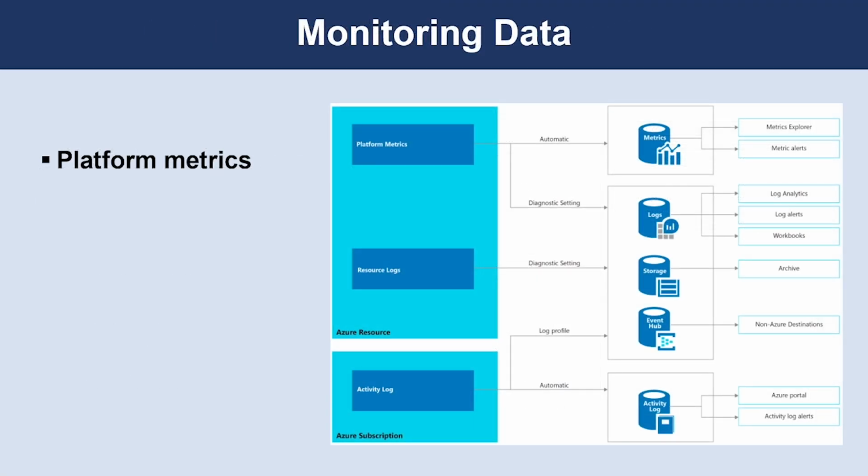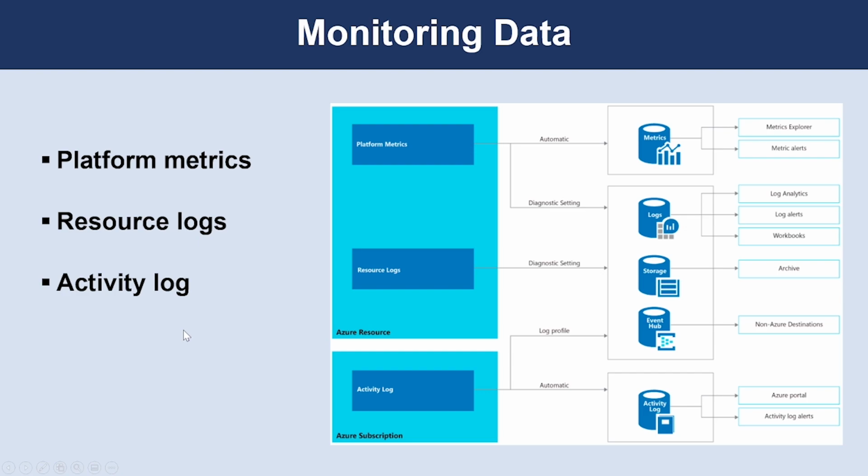Let's look into monitoring data. Resources in Azure generate logs and metrics shown in this following diagram. The first one is platform metrics. With platform metrics, numerical values are automatically collected at regular intervals and describe some aspect of a resource at a particular time. Resource logs provide insights into operations that are performed within an Azure resource. For example, getting a secret from a key vault or making a request to a database. The content and structure of resource logs varies by the Azure service and resource type.